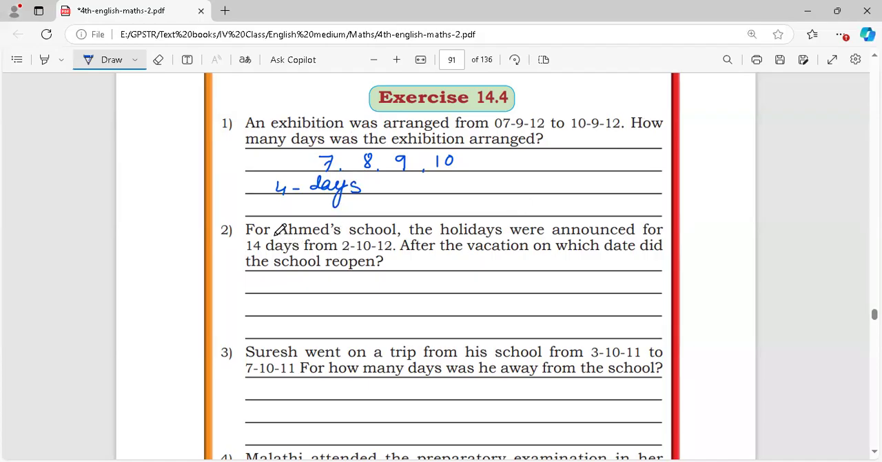Next, second one. For Ahmed's school, the holidays were announced for 14 days from 2nd October 2012. After the vacation, on which date did the school reopen? That means 14 days, from 2nd onwards for 14 days.